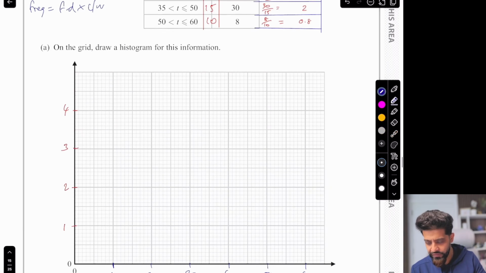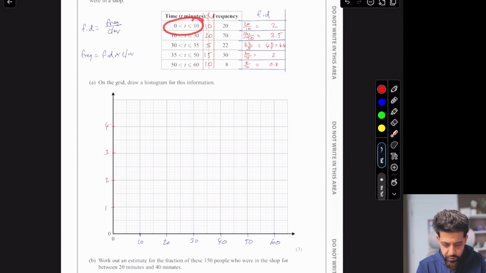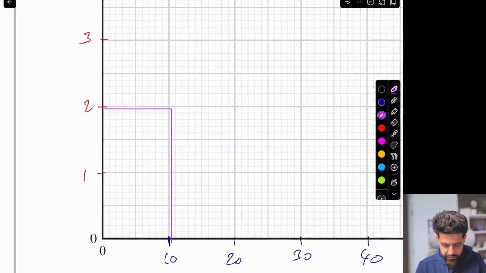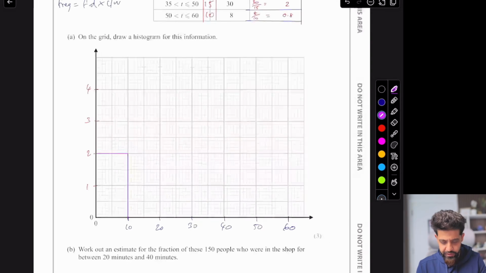All right, now let's go for our first bar. What do we have? We have from 0 to 10, so from there to there, it has to go to the frequency density of 2 right there. That's going to be our first bar. Get your ruler and do this, please. All right, that's not great. I need to do better than that. There. All right, there you go. That's the first one done.